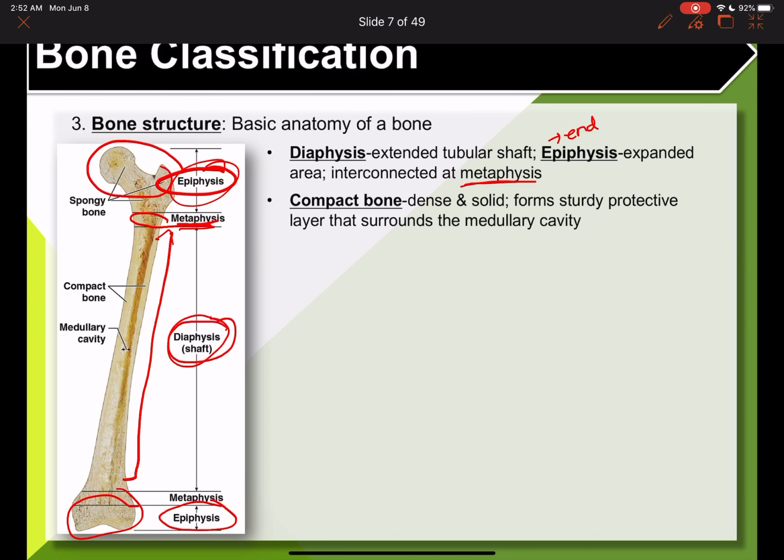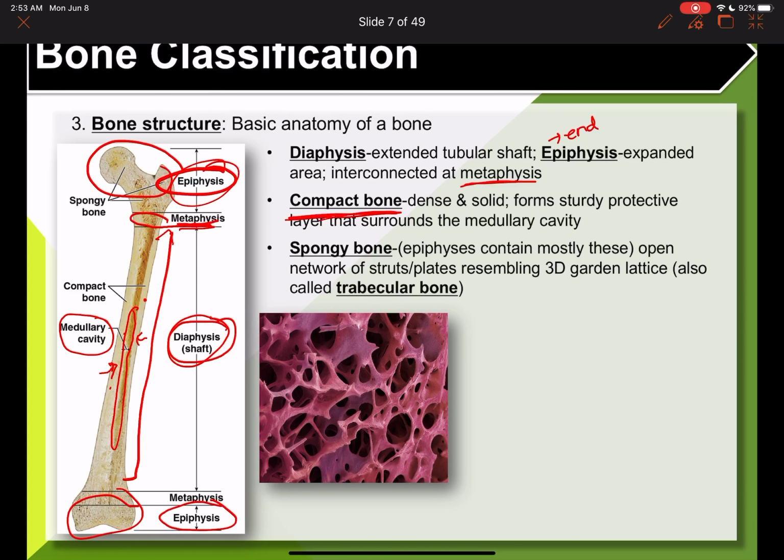There are 2 basic types of tissue in bone structure. One is called the compact bone, which is more dense and solid and forms that sturdy protective layer that surrounds the empty space within the long bone called the medullary cavity. So this portion right here that surrounds the medullary cavity is what compact bone is. It doesn't have holes, as you can see. It looks pretty solid, and it is what gives the bone strength to be able to withstand more pressure coming through on the bone.